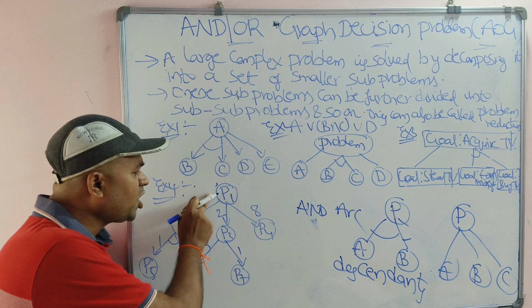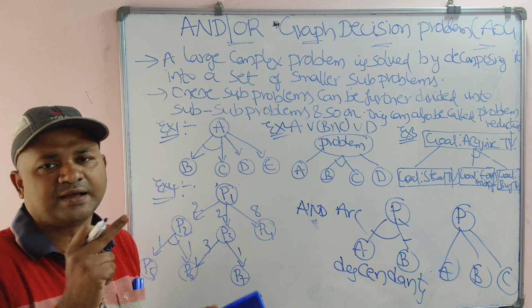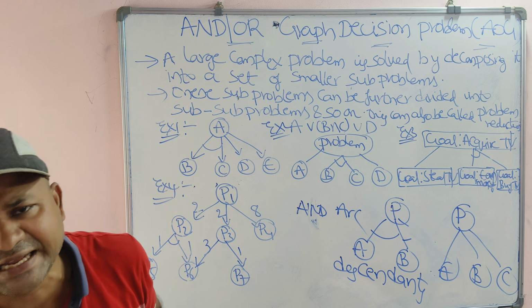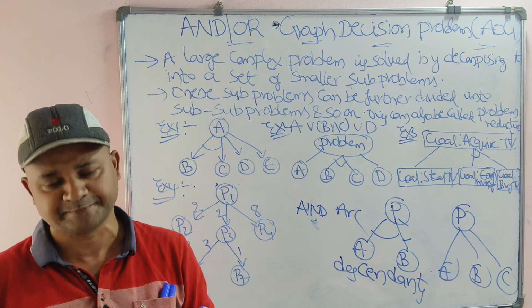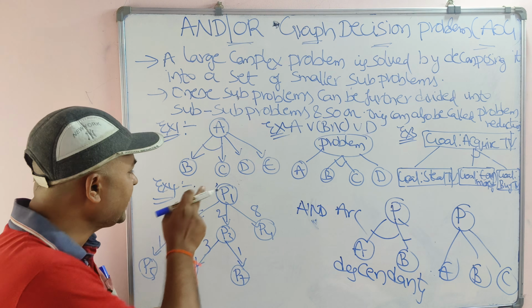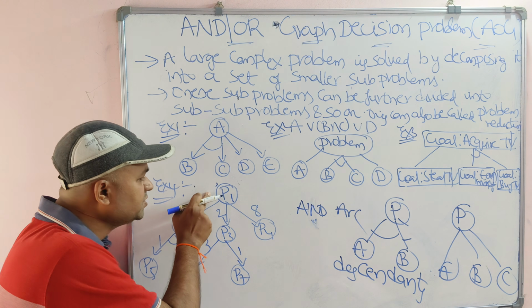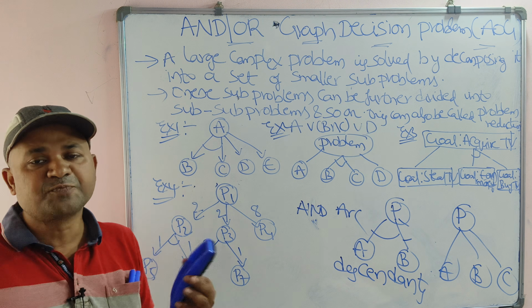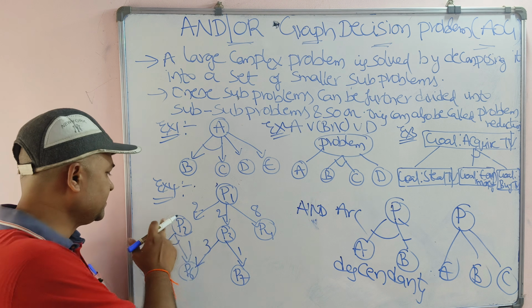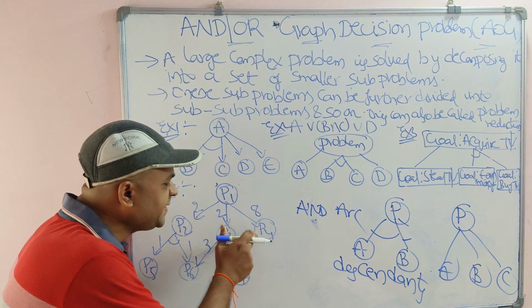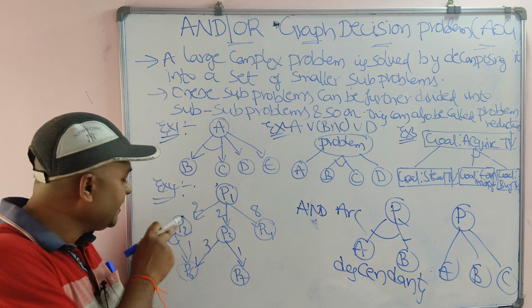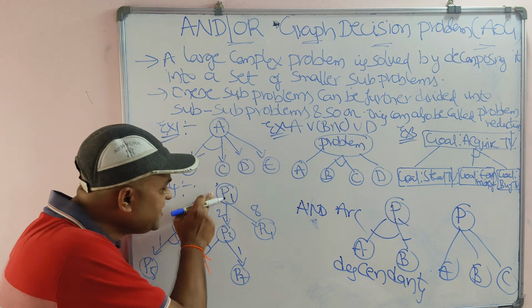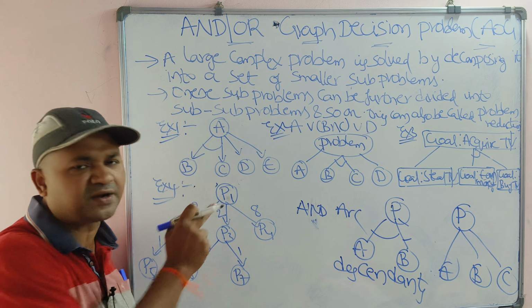Let me have a large complex problem called P1. If we solve P1 directly, it will take more time. So for that, we divide this large complex problem into several smaller problems such as P2, P3, P4. If you solve P2, P3, P4, then it will give the solution for P1.